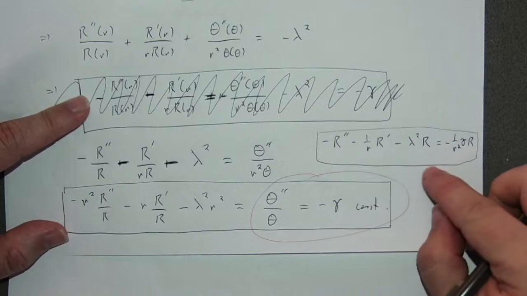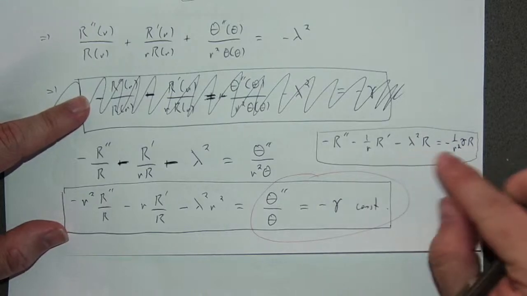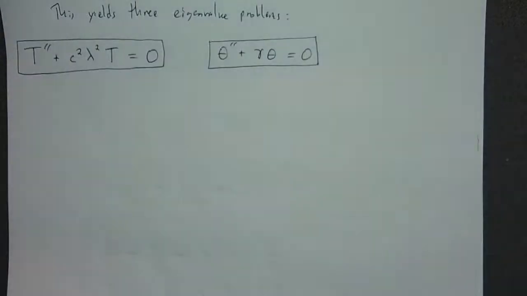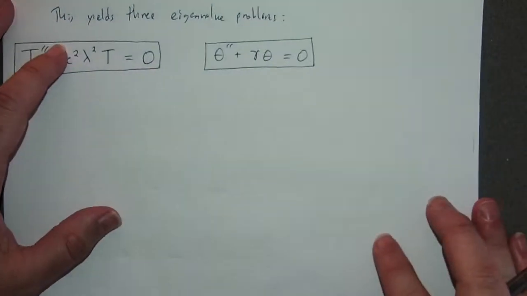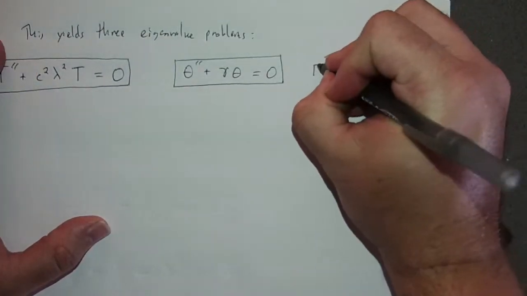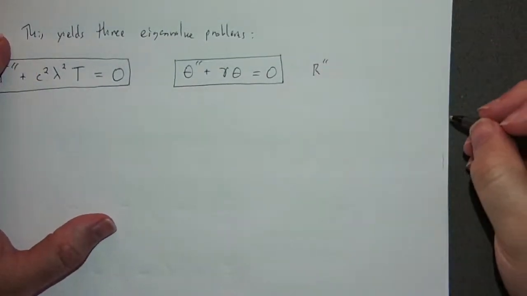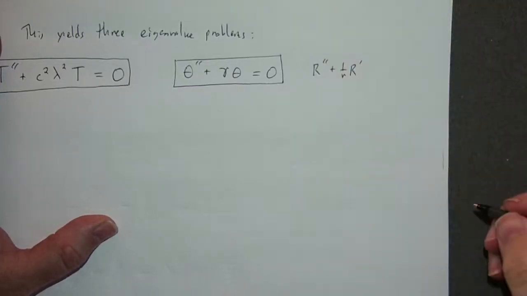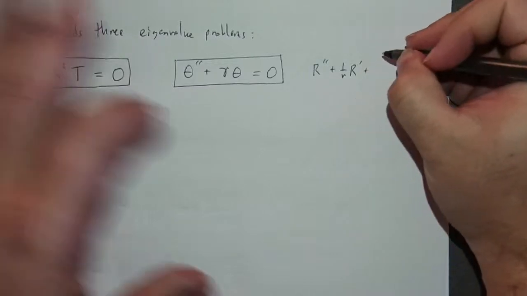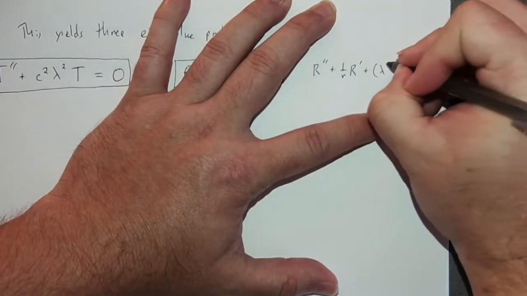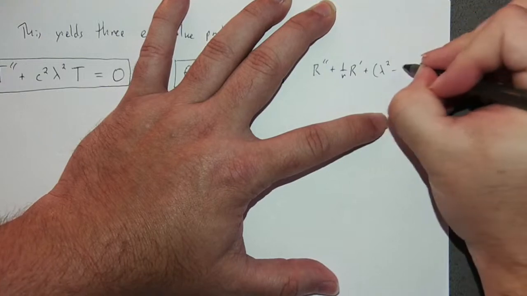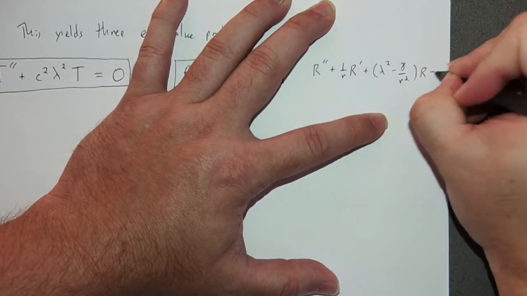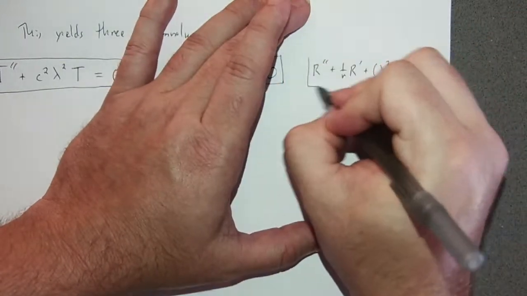If I add this to the other side, factor out this r term and combine these last terms, what is the equation I get? I get r double prime plus 1 over r r prime plus lambda squared minus gamma over r squared times r is equal to 0.